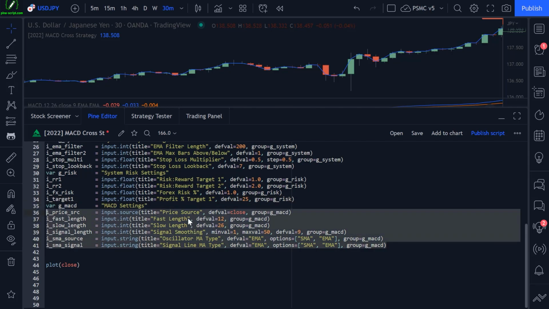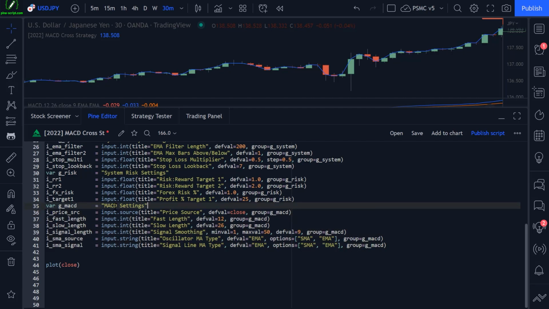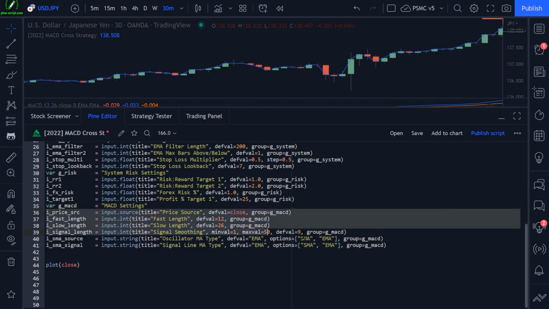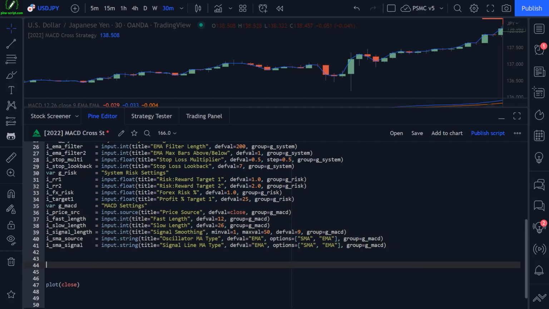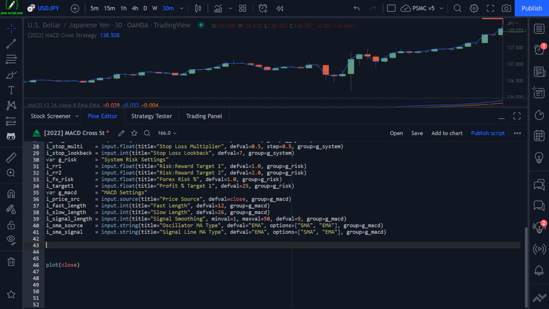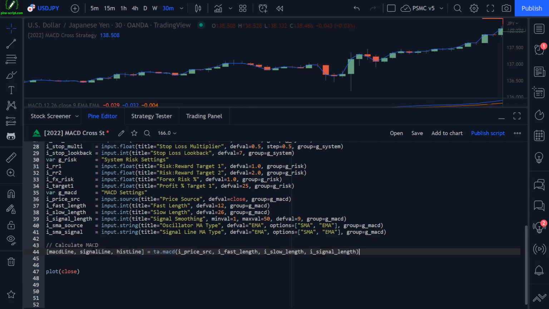Then we have our MACD settings, which I won't go over. You can Google the MACD if you want to know what all of these different parameters do. So that's it for our user inputs. Next thing we need to do is get our MACD values, because that's integral to this system. So we'll get that first.